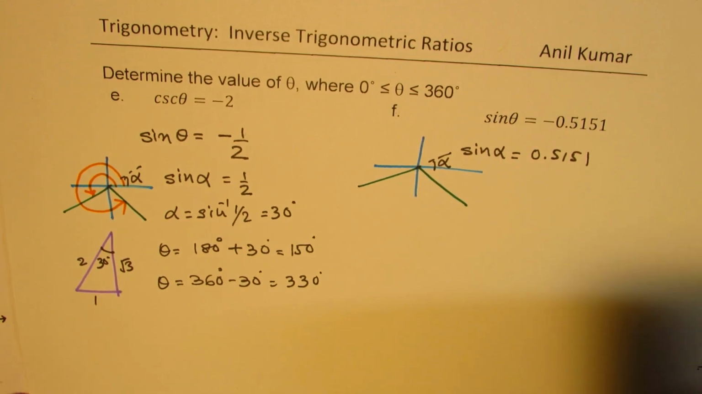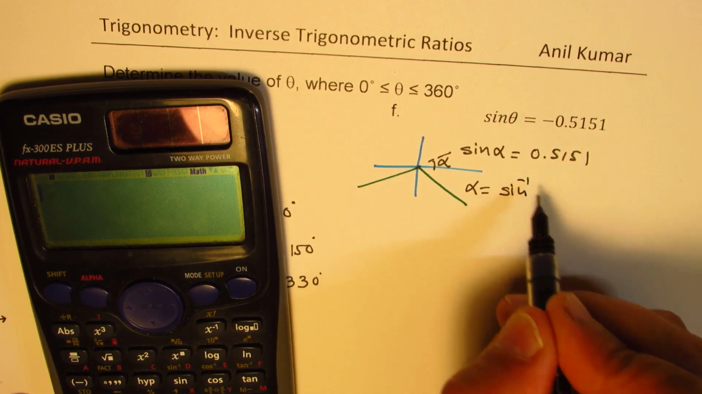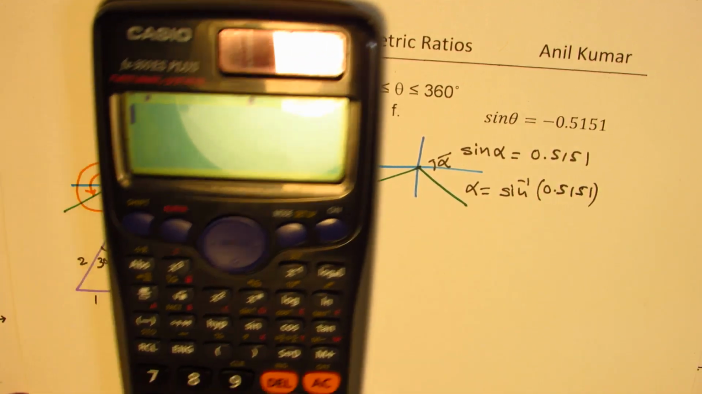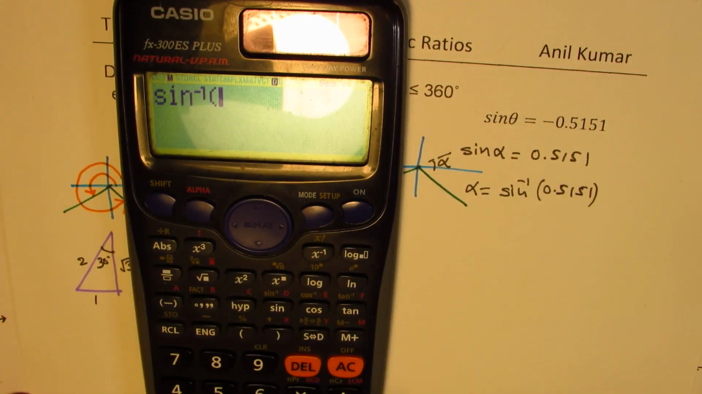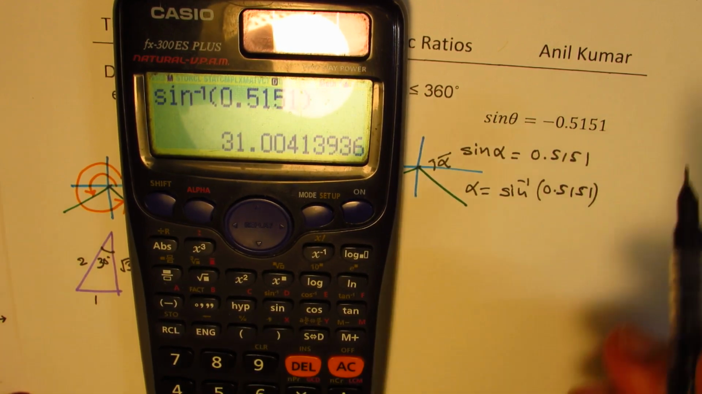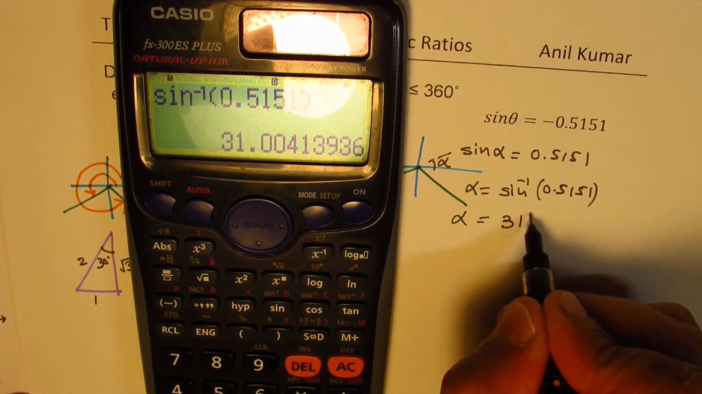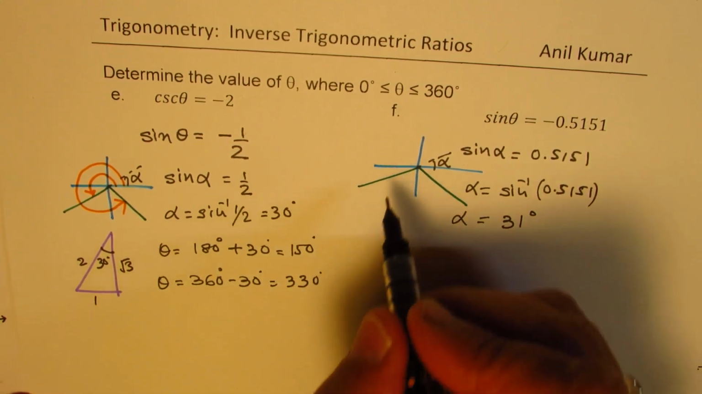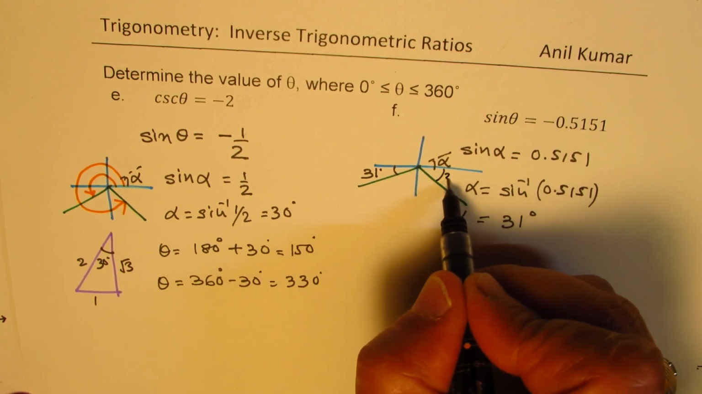Now we can use the calculator to find the angle alpha, which will be sine inverse of 0.5151. So, to use the inverse of the sine function, shift sine inverse 0.5151, bracket close, equals, we get this alpha as equal to 31 degrees, correct? Right. So when this is 31 degrees, that means these angles are 31 degrees each.